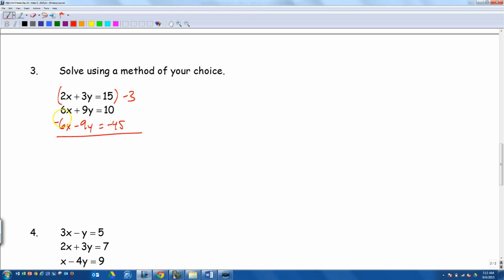In this scenario, cancel, cancel, you get a 0 on this side. Add these together, you get negative 35. This is a scenario where you have no solution, because this is a false statement. So this is no solution, because we have parallel lines, but they're not the same line.